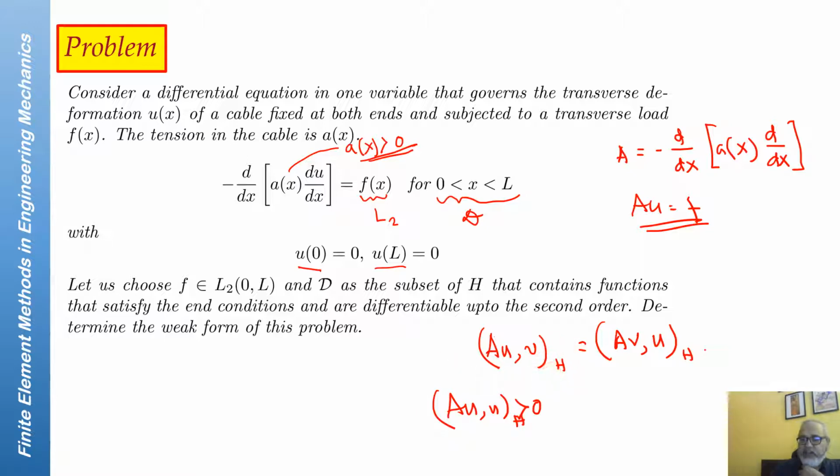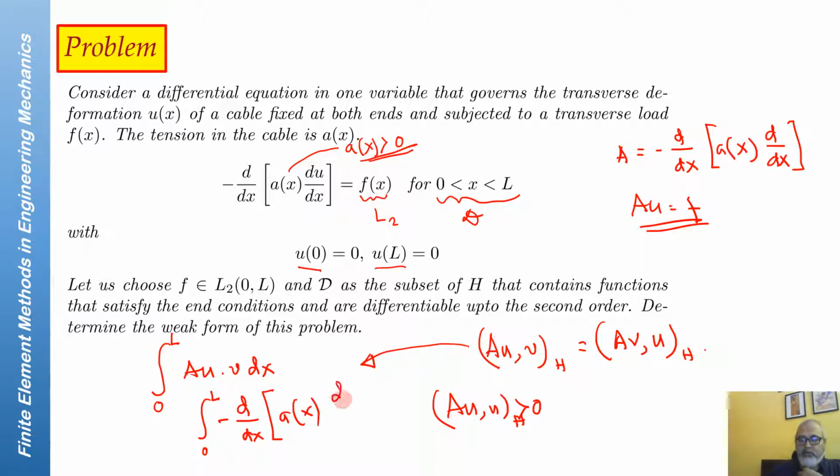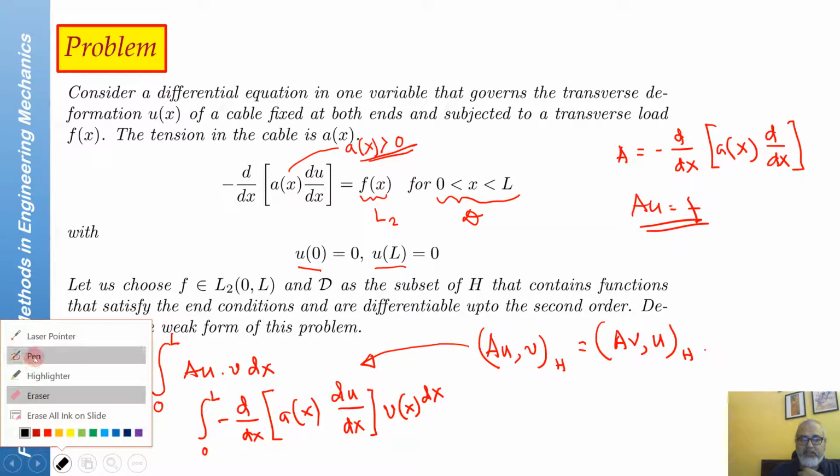And when I'm working with L2 or H0, then I know that this inner product is defined as, from 0 to L, (Au, v) = the integral of Au times v dx, which means the integral of d/dx of a(x) du/dx, so that this is Au, times another function v(x) dx. So this is how the inner product is defined.